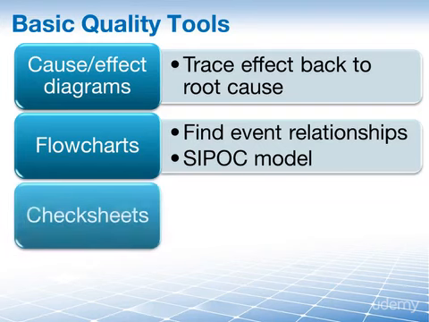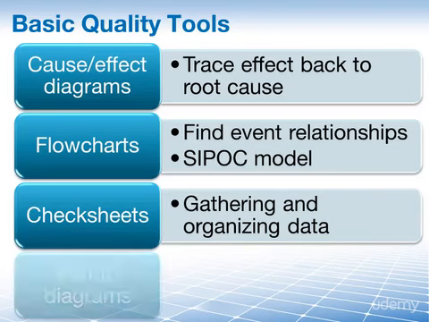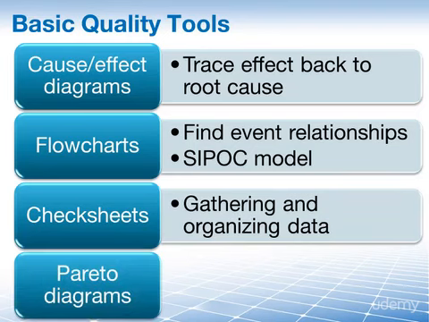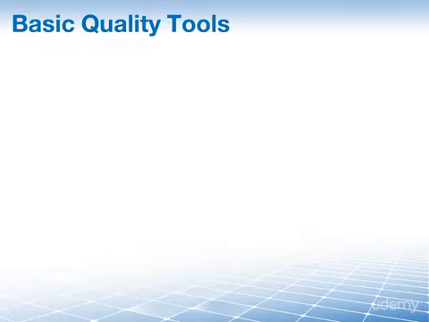Then we have the check sheets. These are also known as tally sheets, and they may be used for gathering and organizing data. Check sheets have been called the most basic tool for quality. Then we have the Pareto diagrams, vertical bar charts used to identify a set of priorities. And when we say priorities, we mean those few specific sources that are responsible for causing most of the problem's effect.